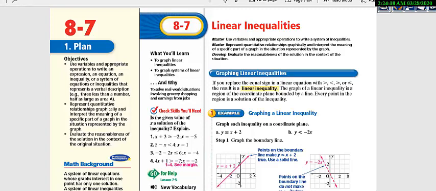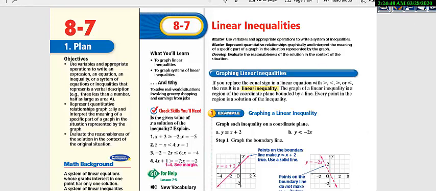Inequality is a little bit different than the equation. So the definition of the inequality is two algebraic expressions not equal. We have to confirm this is not equal. So in the equation, if we replace the equal sign by greater than, less than, greater than or equal, or less than or equal, instead of the equal sign, the equation will be an inequality.